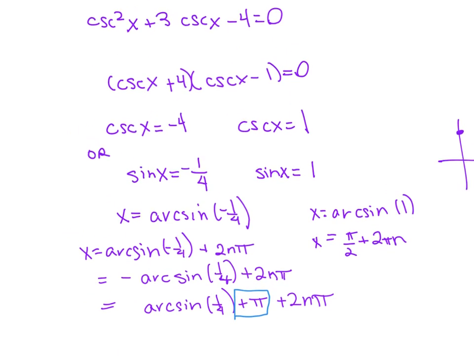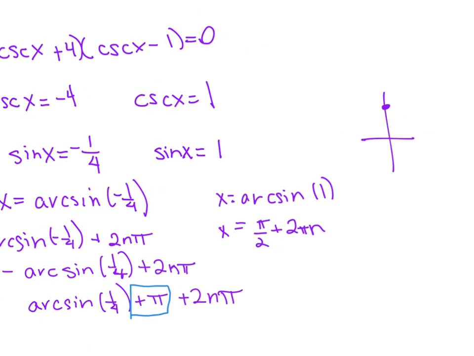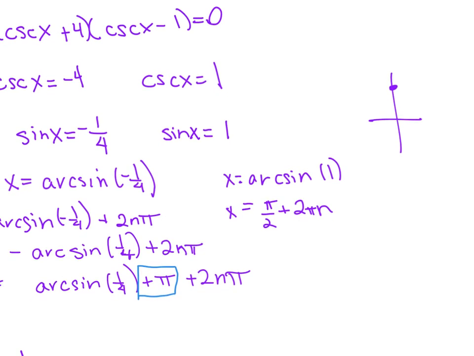So it's the same thing here. So arc sine of 1/4, you add a pi, so positive 1/4 is in quadrant 1, but we have to have sine is negative. So in order to get it to quadrant 3, we add a pi. So I hope this helps out a little bit more.